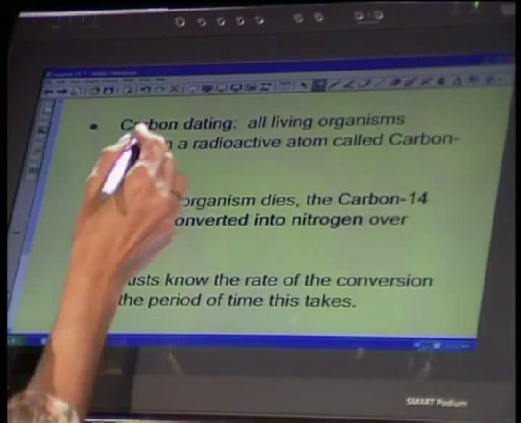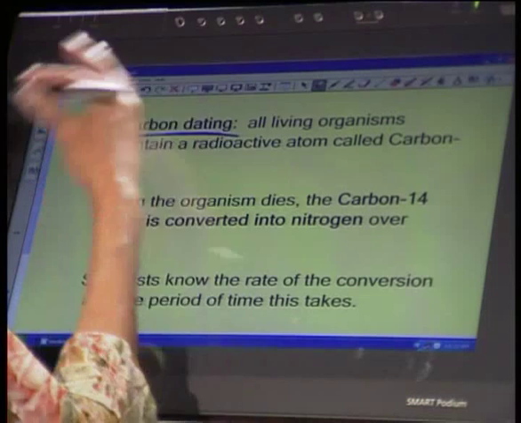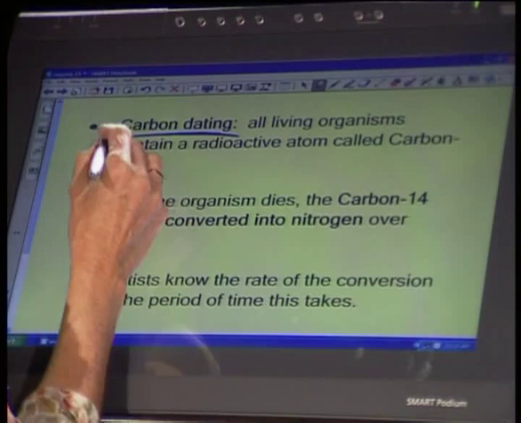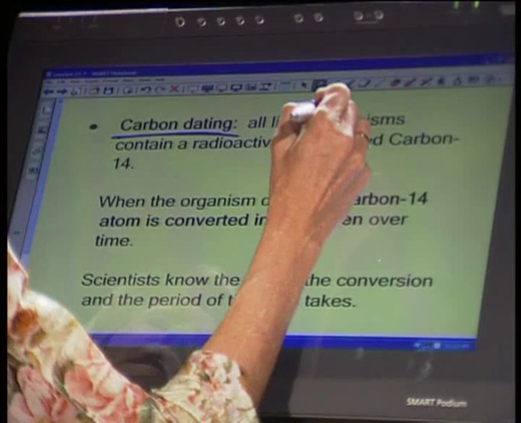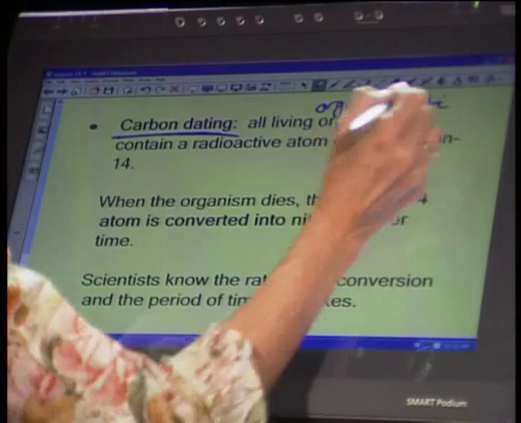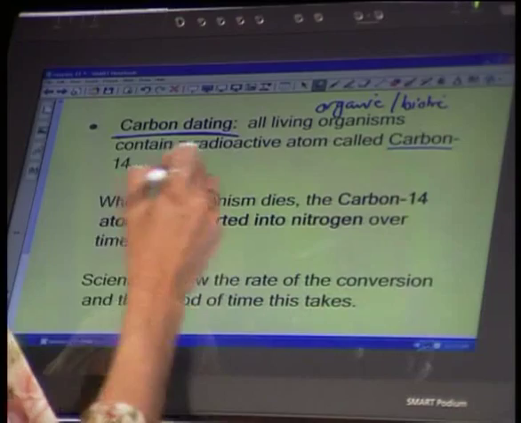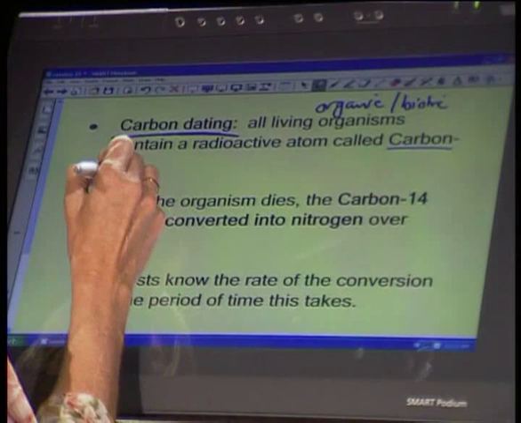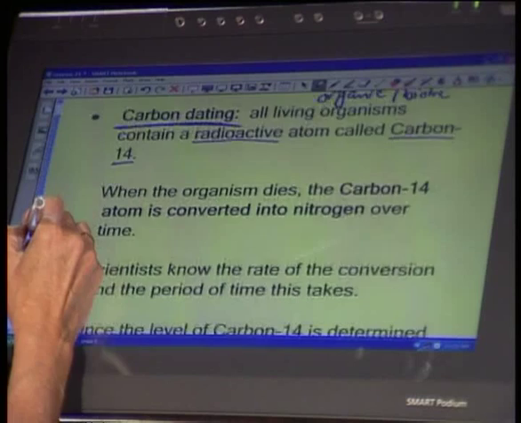Carbon dating is the second type of aging process that we look at for fossils and for absolute age. With carbon dating, we look at things that are living. So in other words, all organic. Or another word for organic is biotic organisms. And they all contain an atom called carbon-14. Okay, and it's radioactive, which is important. Now, when the organism dies, the carbon-14 atom is converted into nitrogen.